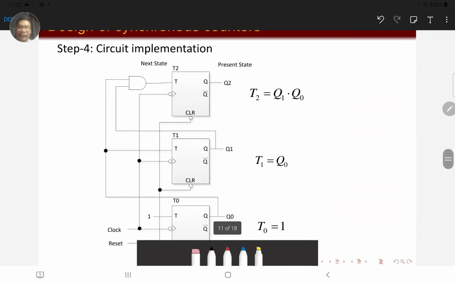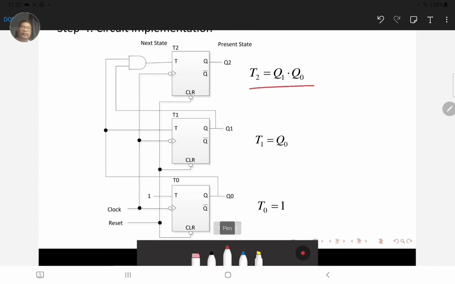And from here, we can then obtain the circuit implementation, whereby we have T2 equals to Q1 dot Q0. So Q1 is here, and Q0 is here. So we can see that here is, in fact, Q1 dot Q0, which is the T2 input there. So T2 equals to Q1 dot Q0. What about T1? T1 here is equals to Q0. So this is in fact Q0 and this is in fact Q1. And finally here we have our T0 equals to 1, just connect to the VDD.